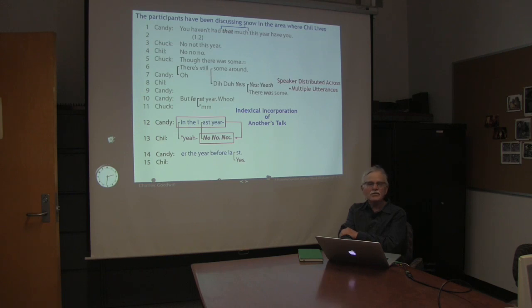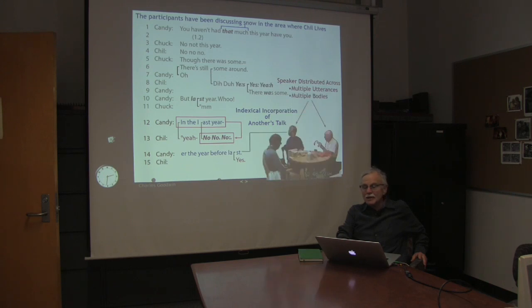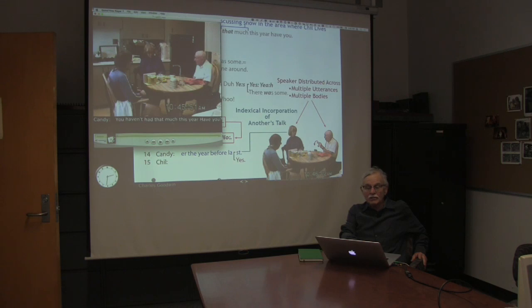And there's a prejudice, I think, in formal linguistics and even in conversation analysis for what you might call a punctual vision of the speaker, that the speaker exists in a single body and the utterance exists at a single moment in time. But the resources for what's being said here are distributed across Chill's no and Candy's talk that it's operating on, and also multiple bodies. Let's just take a look at the video of this now.